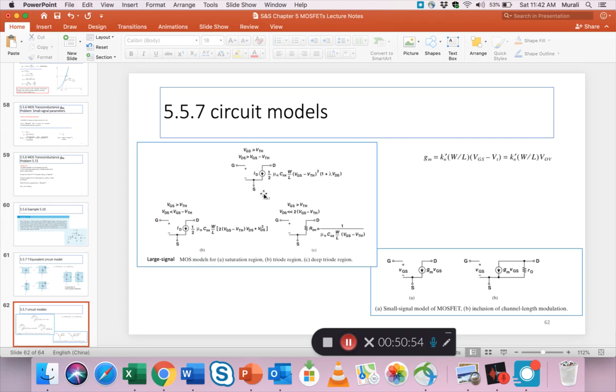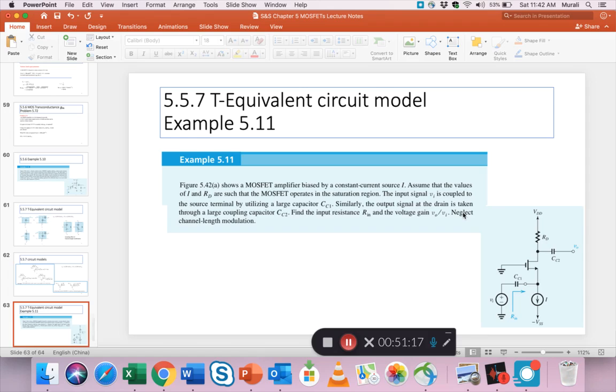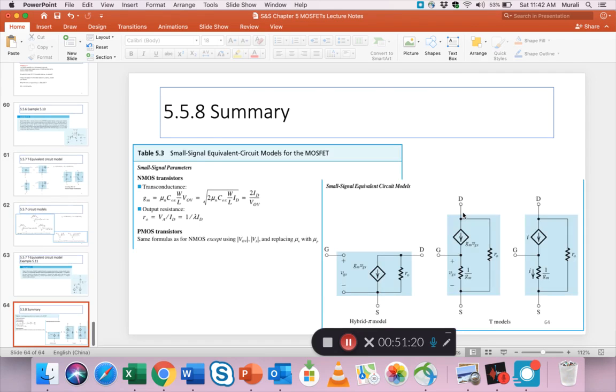All 3 are shown nicely in one diagram, and on this side he shows the small signal. This is big signal, this is small signal, and you see that same gm VGS and the gm VGS with an RO for inclusion of channel length modulation. Okay. So I hope this was helpful. Next slide is a problem, and then there's a summary of all these models, and this is the very last slide in my presentation. So we are done.